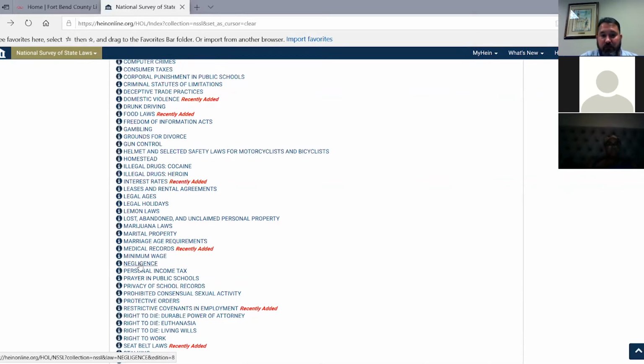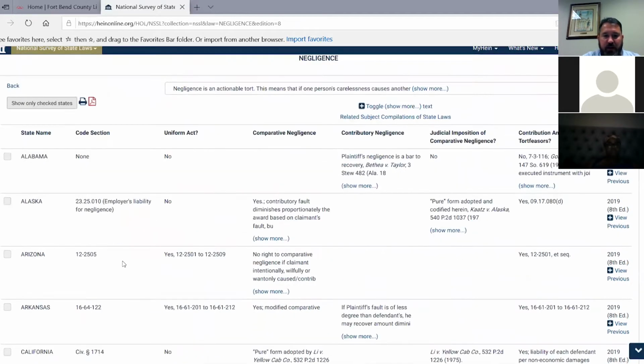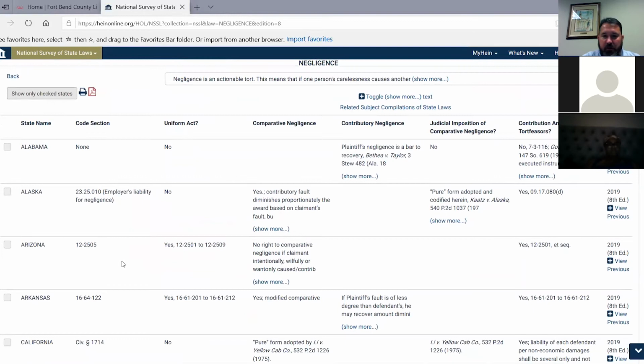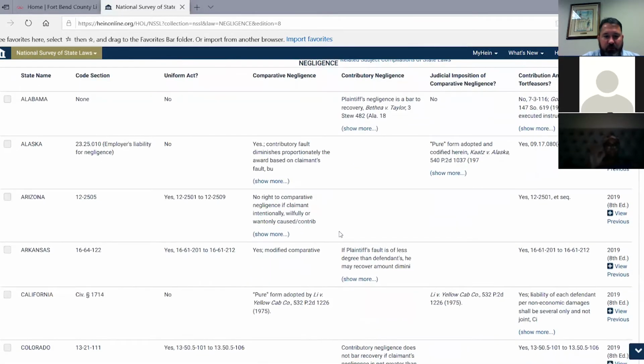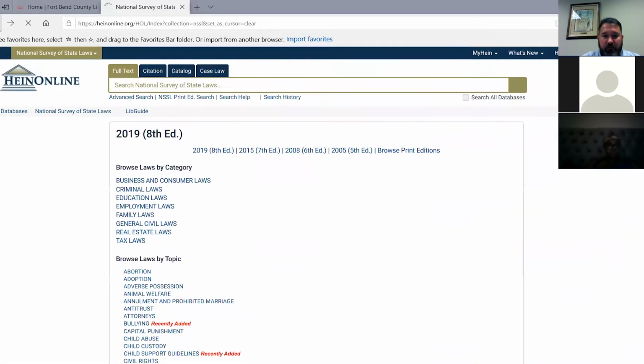One of the things I looked at was negligence. That's a common issue in civil litigation, civil law: negligence, car wreck cases and all kinds of stuff, premises liability. So it goes through each state and looks at their negligence laws, at the issues of, say, contributory and comparative negligence and so forth. So, just a really interesting thing, and it can be very helpful.